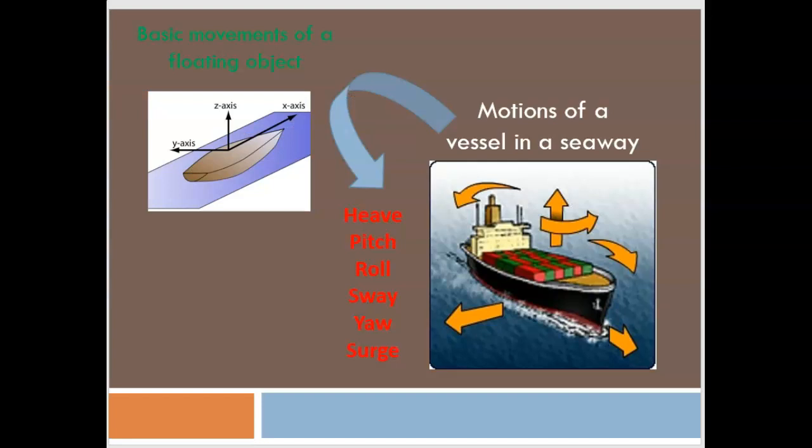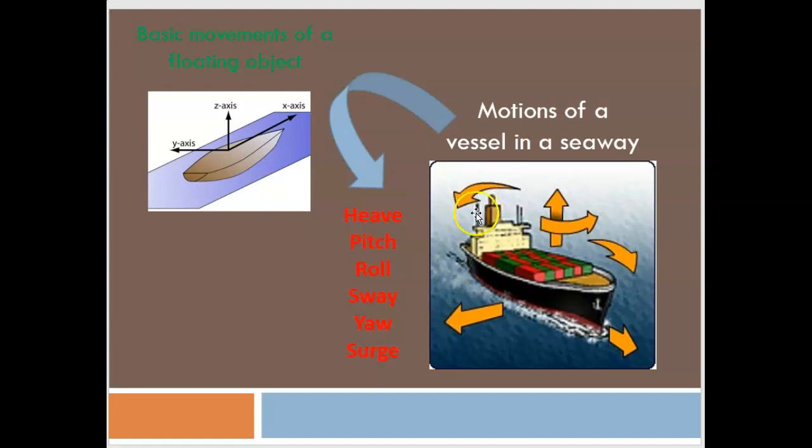Next thing I want to talk about is motions of a vessel in a seaway. Now we know that we have a Y, a Z, and an X axis, and we can think about it in those terms. But the terms we use in this business, we talk about heave, pitch, roll, sway, yaw, and surge. You should be able to connect any of those to these arrows. You should be able to write those down. You should be able to recite them and know which ones they are.